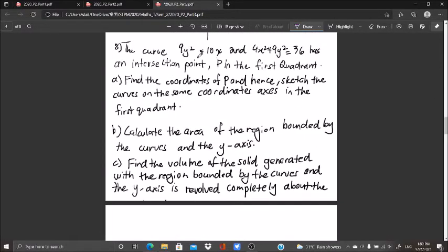Question number 8. The curves 9y squared equals 10x and 4x squared plus 9y squared equals 36 have an intersection point P in the first quadrant. First quadrant means that y is greater than 0, x is greater than 0. We'll consider that as the first quadrant. A. Find the coordinates of P and hence sketch the curves on the same coordinate axes in the first quadrant.